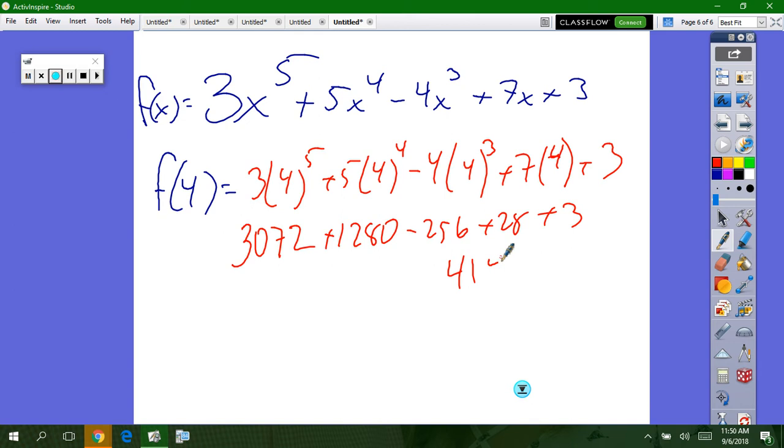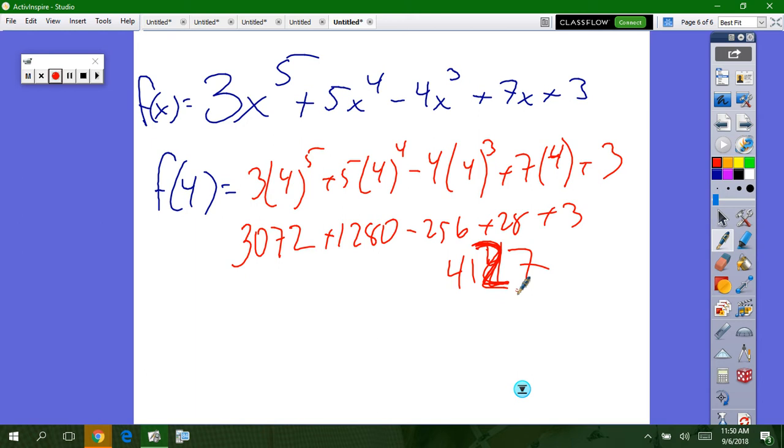27 or 47? 47? Oh, good, because that's what it's supposed to be. Right. Ladies and gentlemen, it's the exact same thing as our remainder.